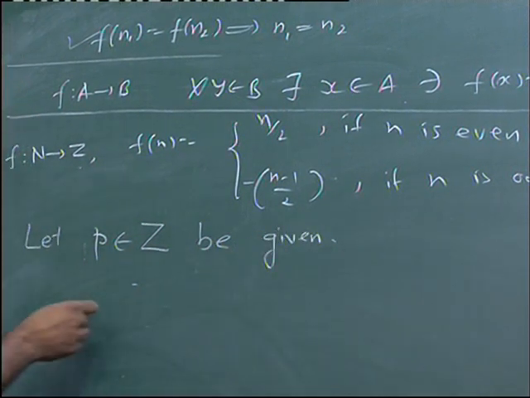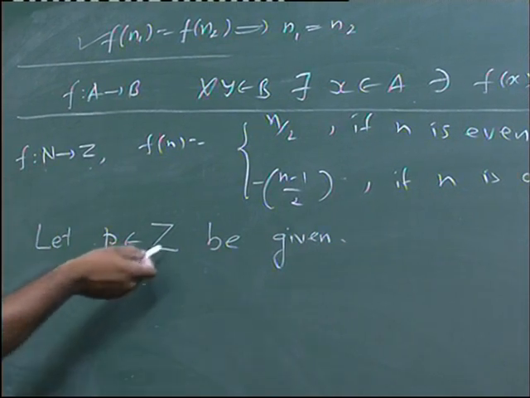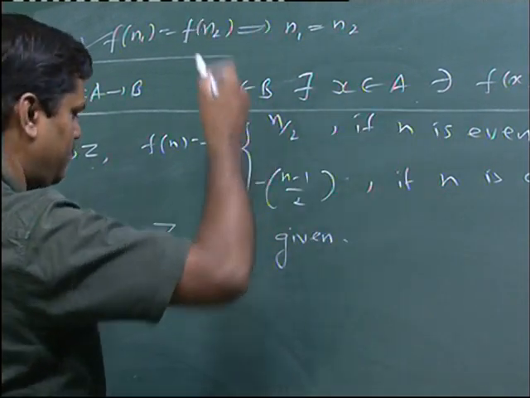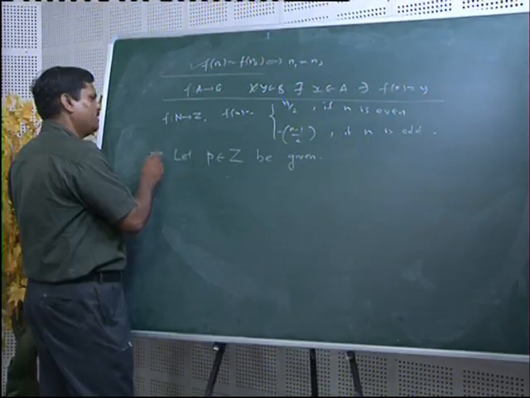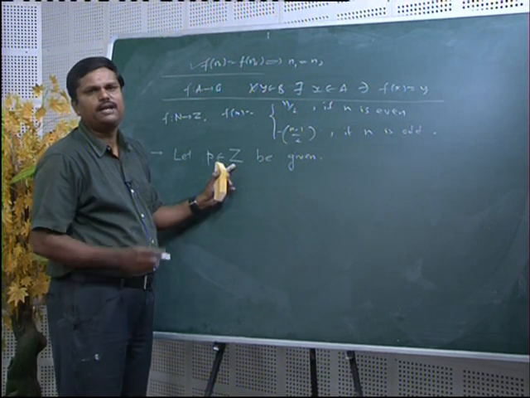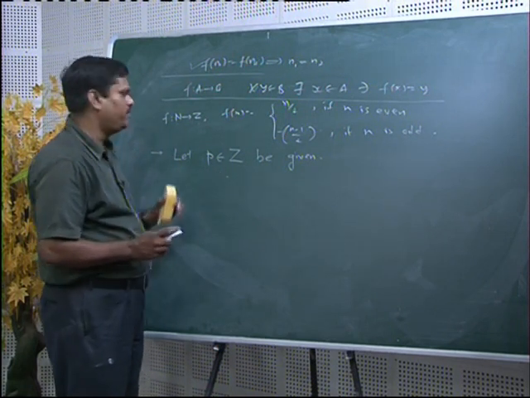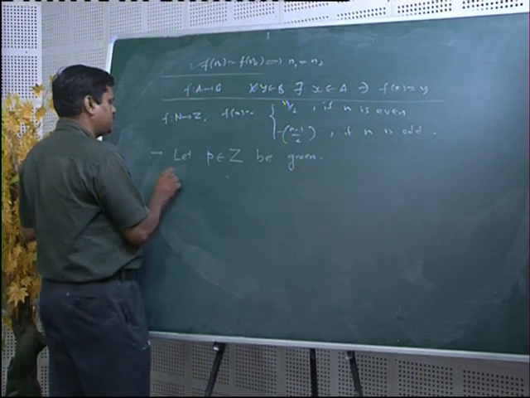For this p, I will find some n belonging to N so that f(n) is equal to p. So, this condition is satisfied and hence it will be an onto function. Now, what is p? p is an element in Z. So, there are three possibilities: either it is 0, or a positive integer, or a negative integer. So, let us consider three cases.